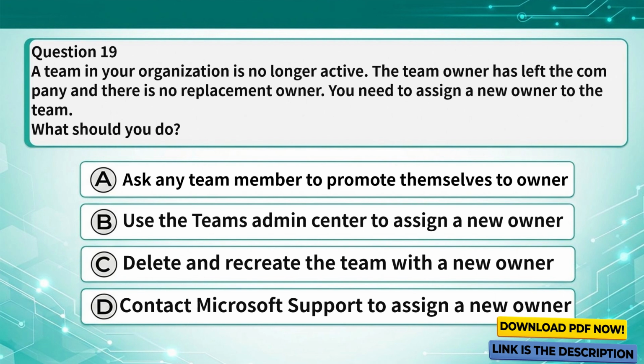Question 19. A team in your organization is no longer active. The team owner has left the company, and there is no replacement owner. You need to assign a new owner to the team. What should you do? A. Ask any team member to promote themselves to owner. B. Use the Teams Admin Center to assign a new owner. C. Delete and recreate the team with a new owner. D. Contact Microsoft support to assign a new owner.